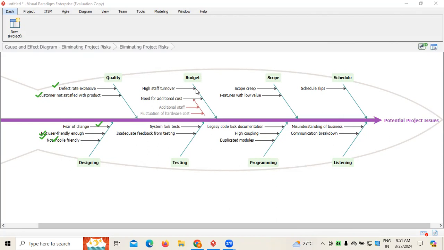Next, when we talk about the budget part, there are possibilities of high staff turnover, and the budget may be very high. At the same time, we may need additional cost, which is interconnected with possibly needing additional staff or fluctuations of the hardware and software we want to use. Because if you are developing an on-premise application, infrastructural cost and infrastructural challenges are included in it.